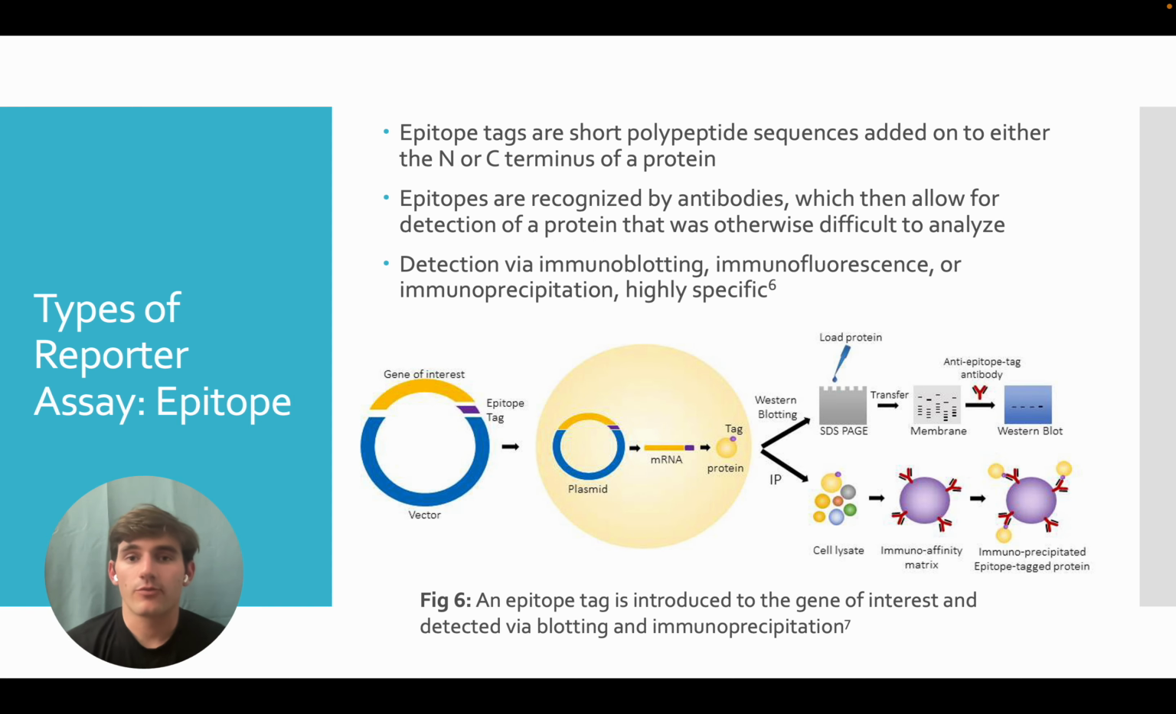The final type of reporter assay that I'm going to cover is epitope-based. So what is an epitope, also known as an epitope tag? An epitope tag is a short polypeptide sequence added to either the N or the C terminus of a protein. By doing this, it tags the protein. These epitope tags are recognized by antibodies, which allow for the detection of a protein that would otherwise, like all these other ones, be difficult to analyze.